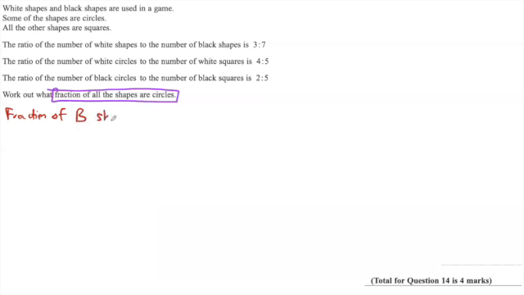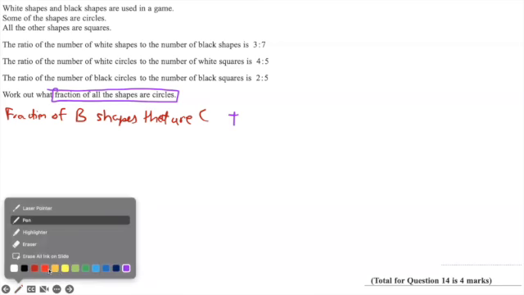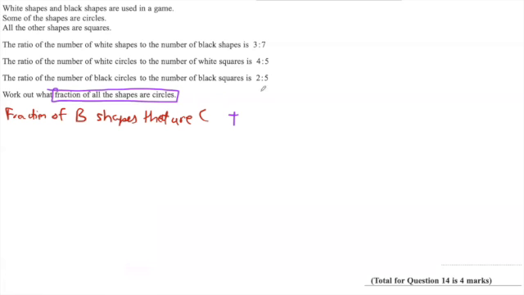the fraction of black shapes that are circles, and plus we have to add that to the fraction of white shapes that are circles. So let's work out the left-hand side. So the fraction of black shapes that are circles.